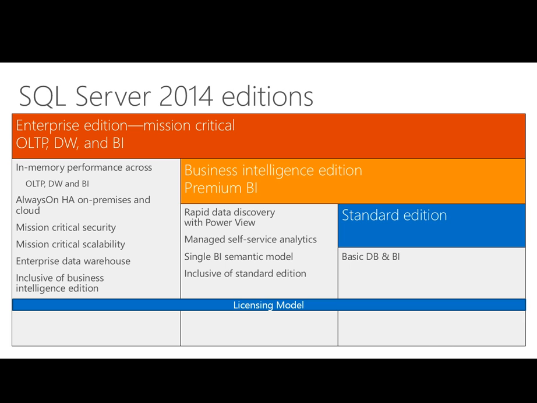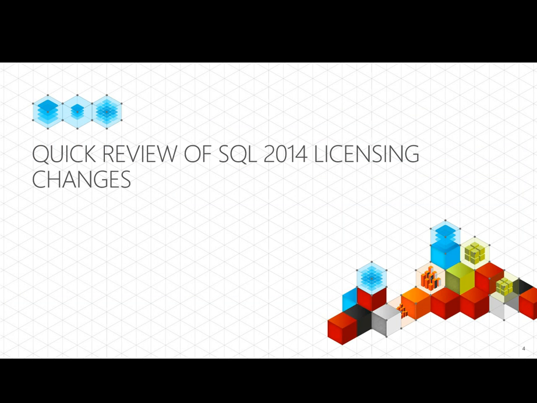Licensing model: Standard edition is licensed for Server and CAL, or per core. Business Intelligence is licensed for Server and CAL only, and Enterprise edition is licensed per core only. Now, we will talk about a quick review of the licensing changes.